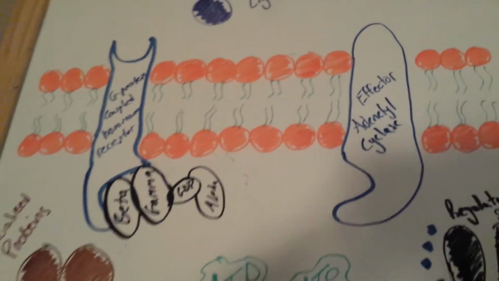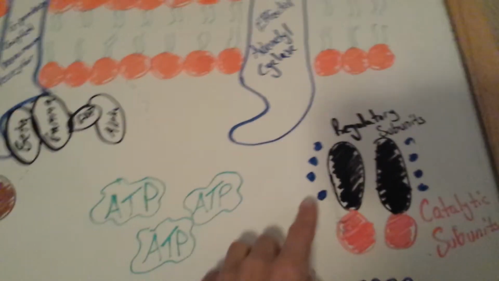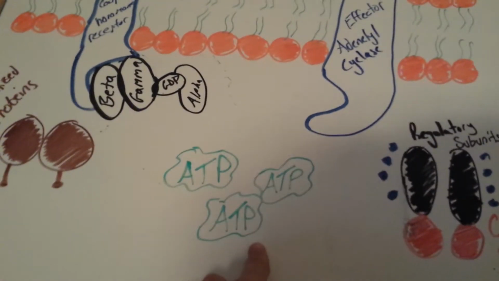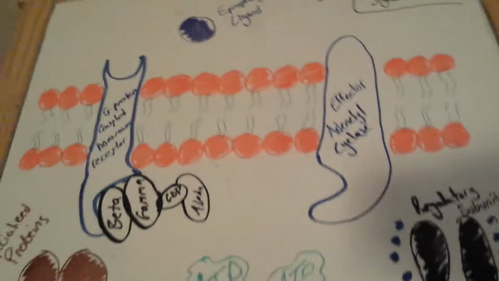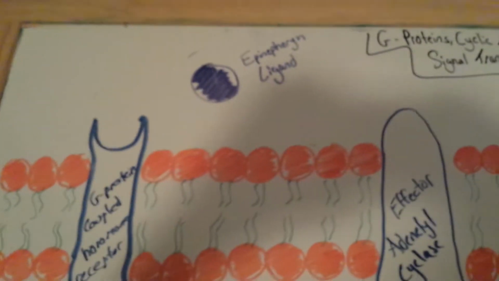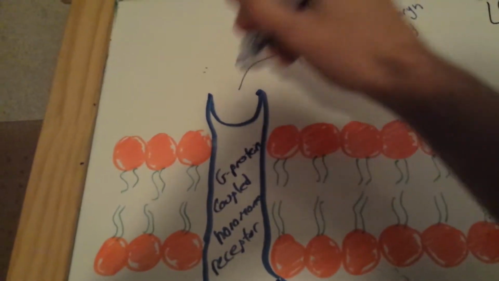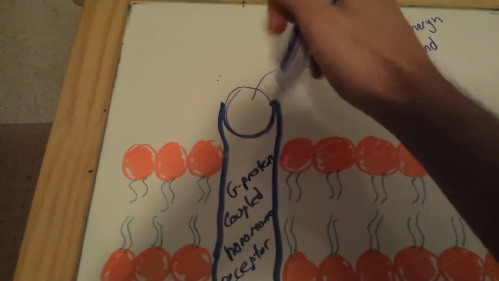So, the main goal of this is to create cAMP from ATP. First, what happens is outside of the cell, our ligand, epinephrine, actually binds to our G protein coupled receptor. So this is a special receptor, bam, binds to it, alright.